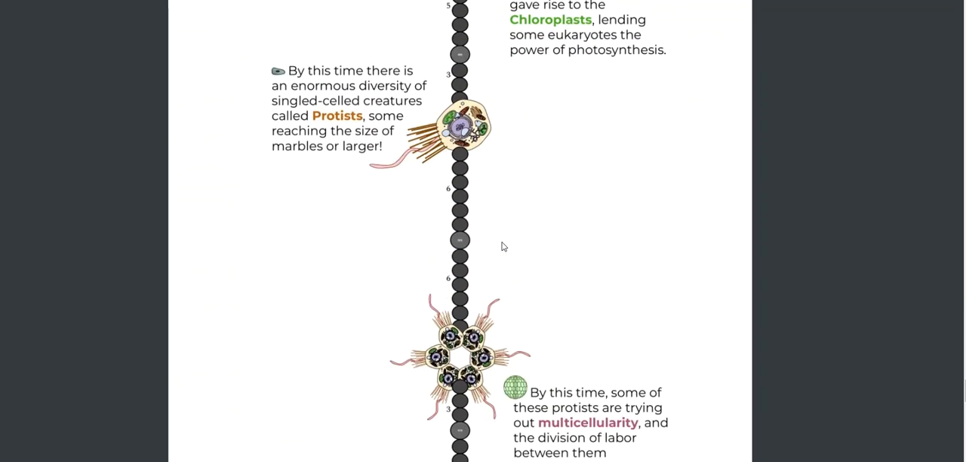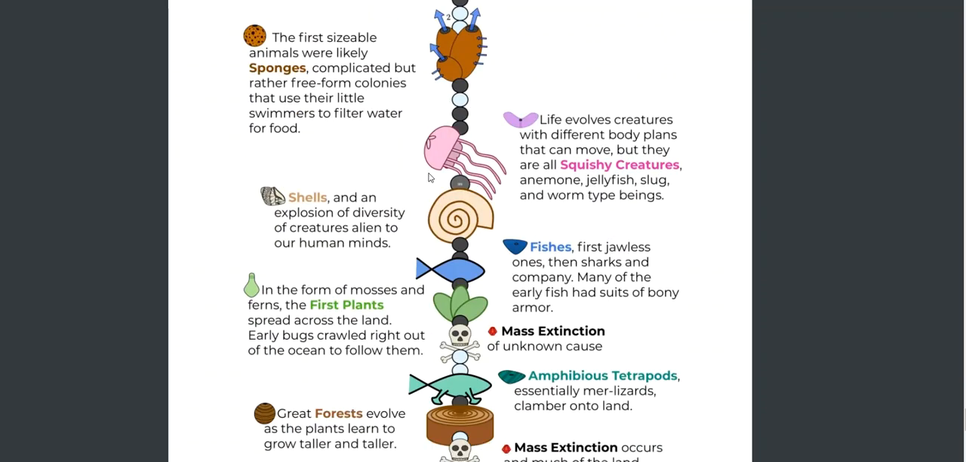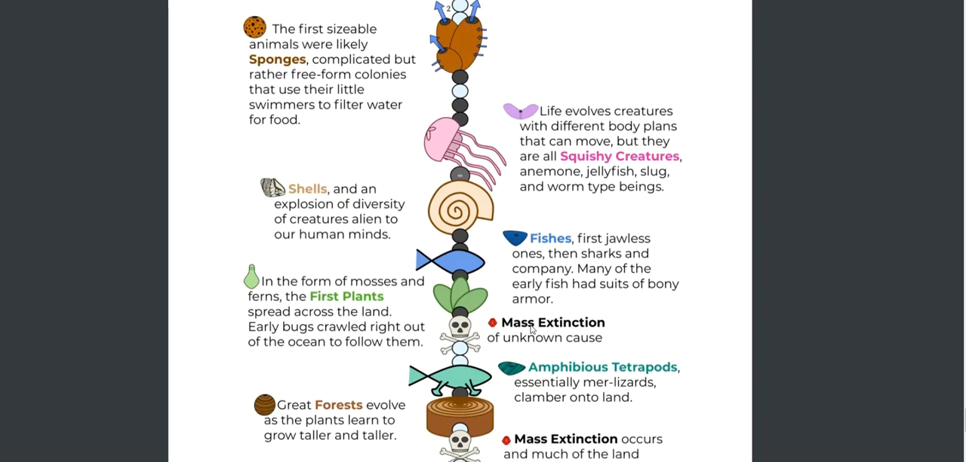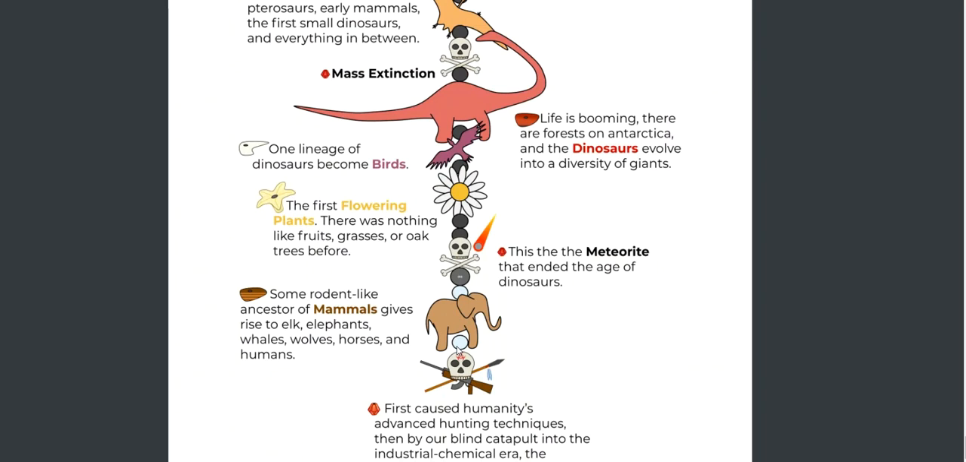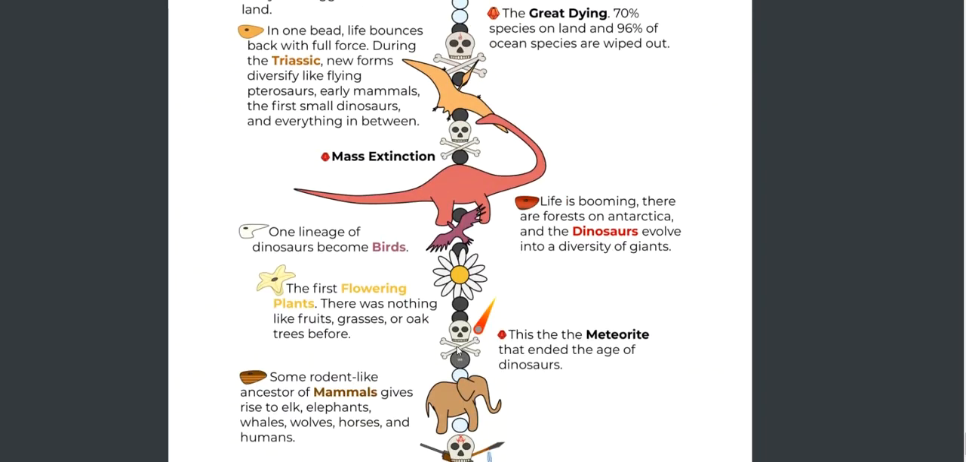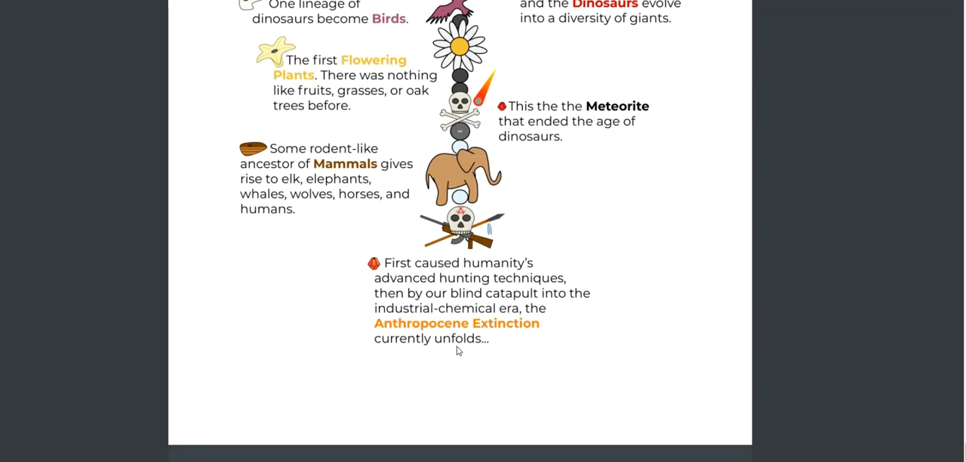Chloroplasts, protists, multicellularity, so this is maybe a volvox, we talked about that. Sponges, squishy creatures, shells, first plants, so here we get into the biology of it. And so you can see how these events all happen in relatively newer succession. And you'll get to see that as you build your universe bead chain.